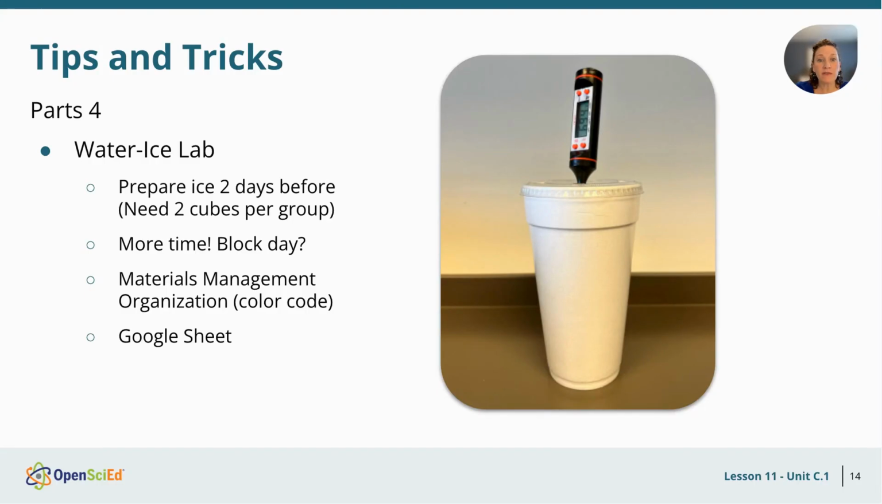In part 4, this is where the water ice lab takes place. Making ice will take at least 2 days if you don't have access to a large number of ice trays or an ice maker. So make sure you start the process well ahead of time. You'll need to make 2 ice cubes per group times 7 groups per class, so times however many classes that you have. I just bought a cheap bag of ice at the grocery store to save time, and those ice cubes were all about the same size, so it worked great.